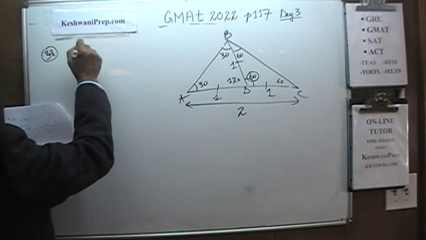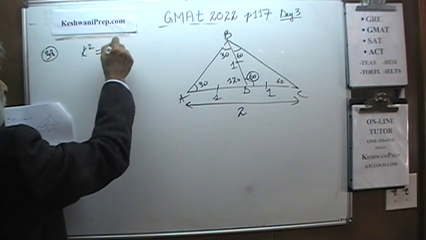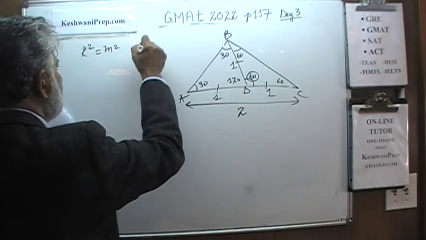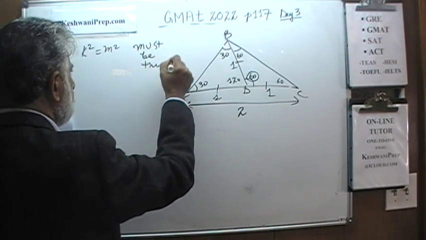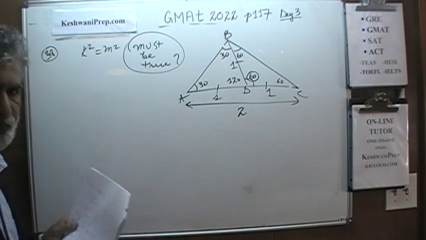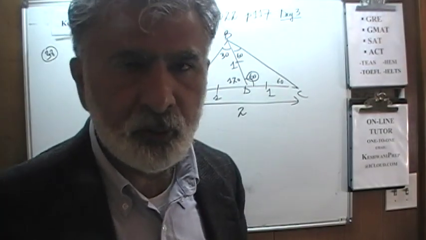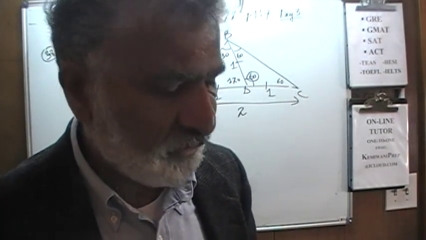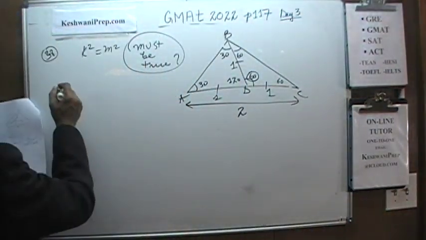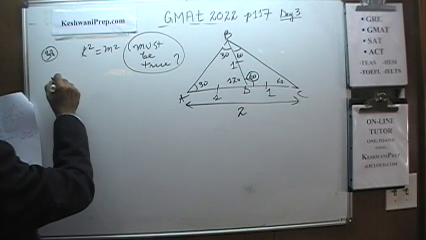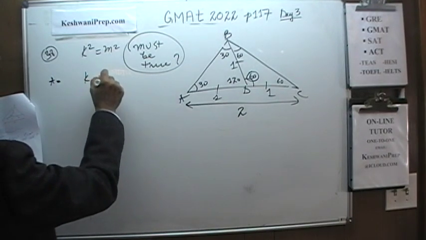Number 38. In 38, we are told that K squared is equal to M squared. The question is, which must be true? We're looking for a statement that has to be true at all times. The question is not which may be true, but which must be true. The first statement says that k is equal to m.